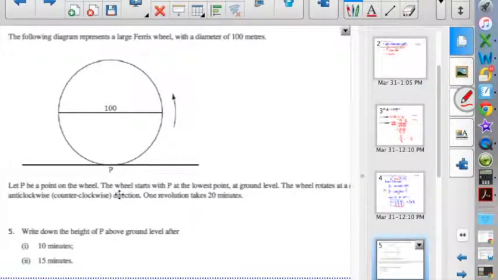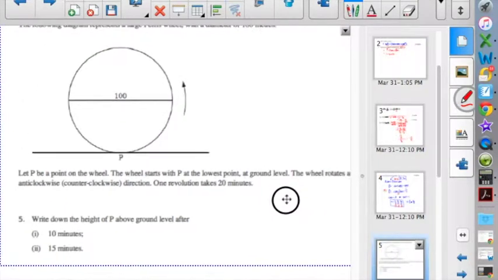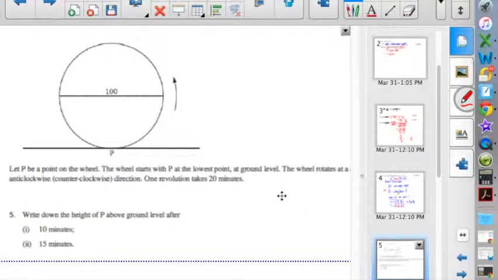The following diagram represents a large Ferris wheel with a diameter of 100 meters. Let P be a point on the wheel. The wheel starts with P at the lowest point at ground level. The wheel rotates at a constant rate in an anti-clockwise, counterclockwise direction. 1 revolution takes 20 minutes. Okay? Write down the height of P above ground after 10 minutes and after 15 minutes. Okay. 2 marks, 2 minutes if you need it.